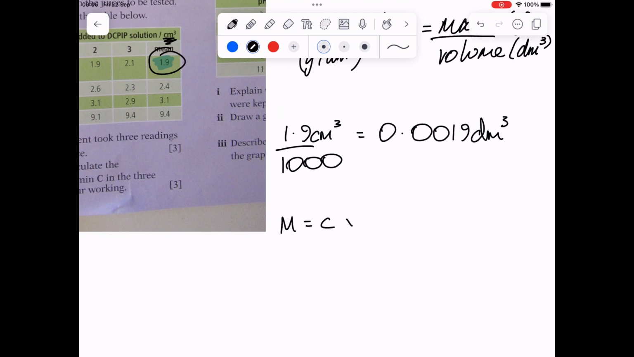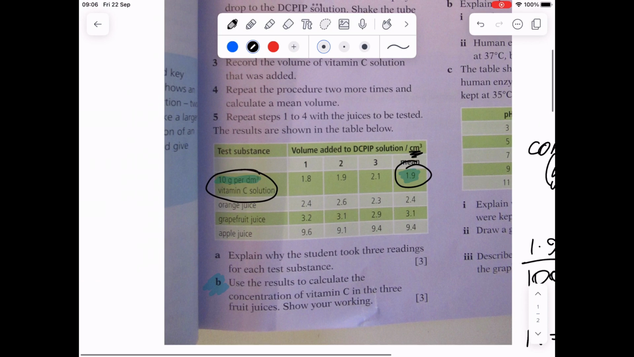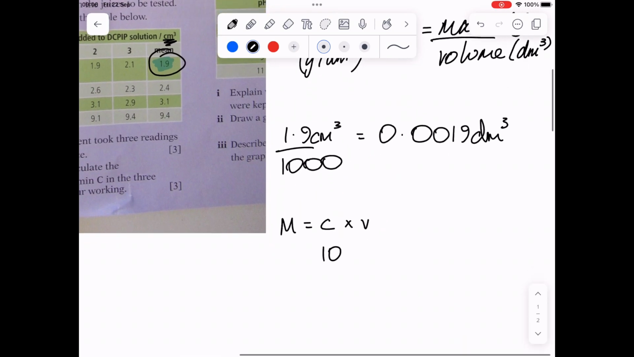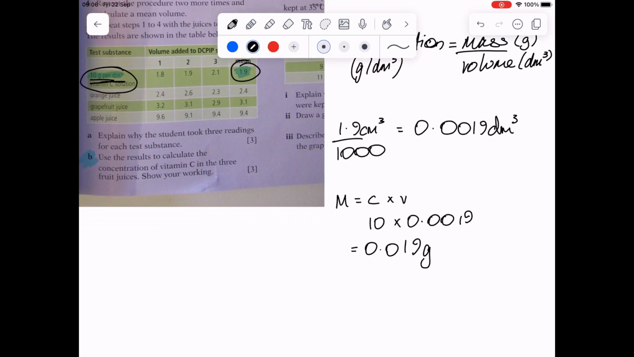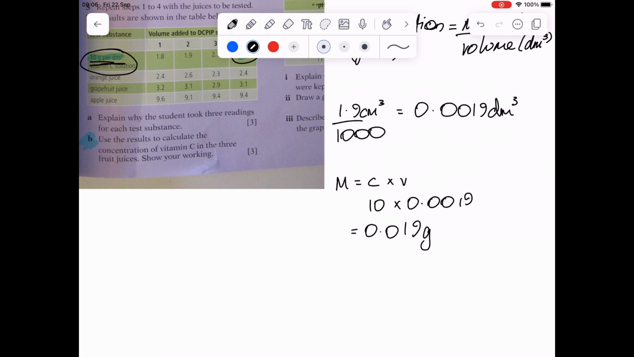Now we can calculate the mass of vitamin C present in that stock vitamin C solution. So we do mass equals concentration times volume, which is just rearranged from our original equation, and that's 10, which is the concentration, times 0.0019, the volume, which gives us 0.019 grams of vitamin C. That is what's required to decolorize the DCPIP every single time. It's going to be the same for all of the juices.